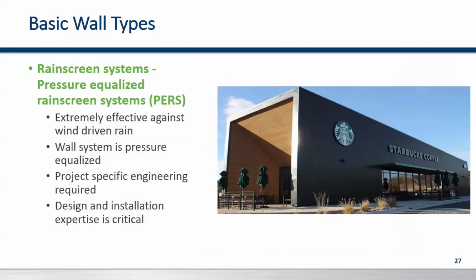Now, your pressure equalized rain screen systems are even more robust than your traditional drained and back ventilated rain screen. These systems often require project-specific engineering, and the installation and the design of these are going to be very critical. So we will see a lot of additional project-specific engineering associated with them, but very effective against all of those areas of compromise.